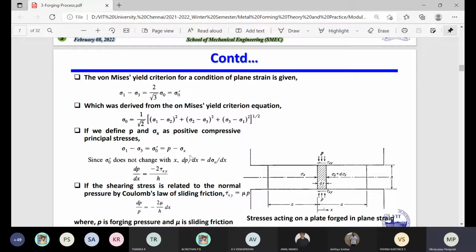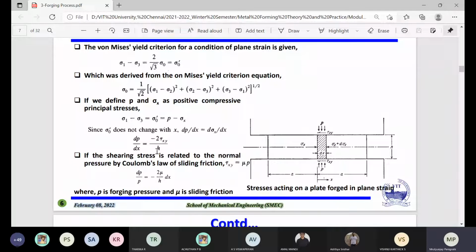If this equation is clear, can you write now dp by dx equal to minus 2 tau xy by h? Because earlier we have derived this one. Now if the shearing stress is related to the normal pressure, we already know from Coulomb's law of sliding friction, tau xy equal to mu into p, where this mu, instead of tau xy, we are now considering as friction.